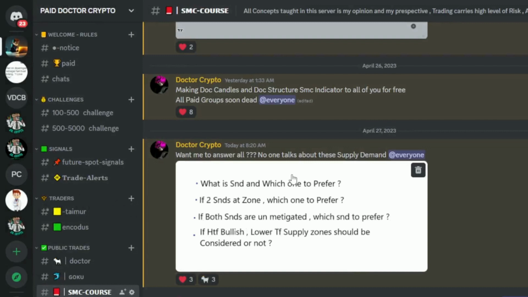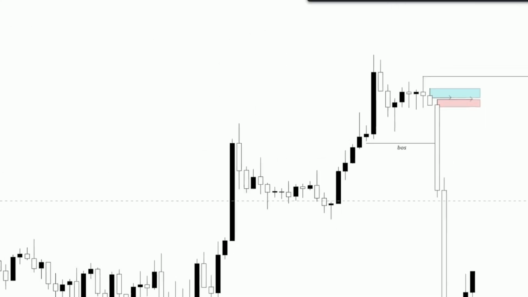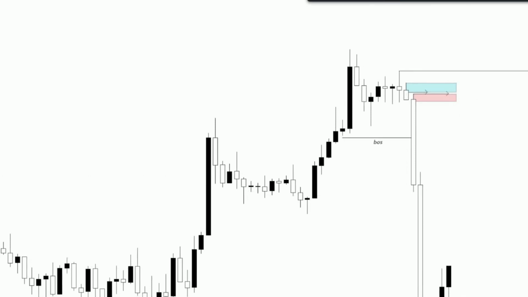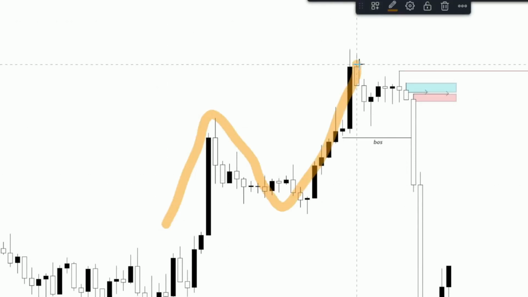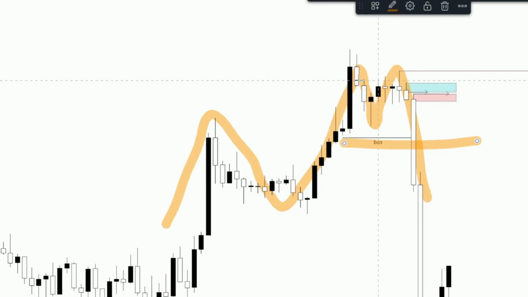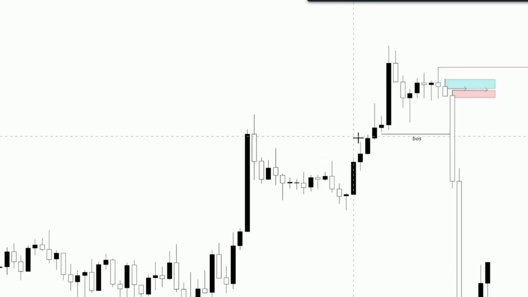Okay, two SNDs at one zone. Which SND would you prefer? First of all, identify institutional order flow. Institutional order flow was previously bullish, that shifted bearish. Okay, bullish and shifted bearish. Now which unmitigated candle did this break of structure? And now there are two unmitigated candles.